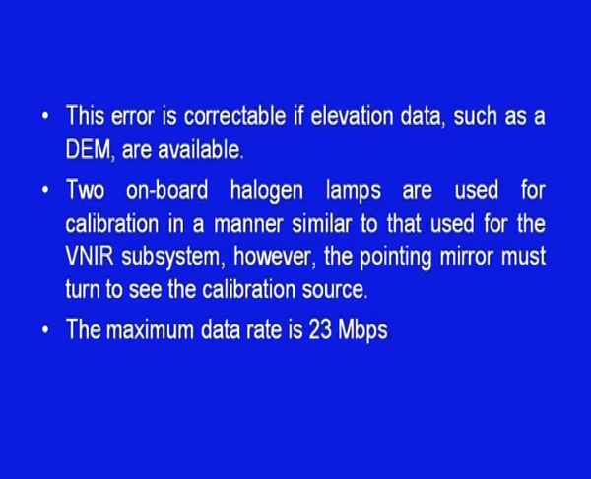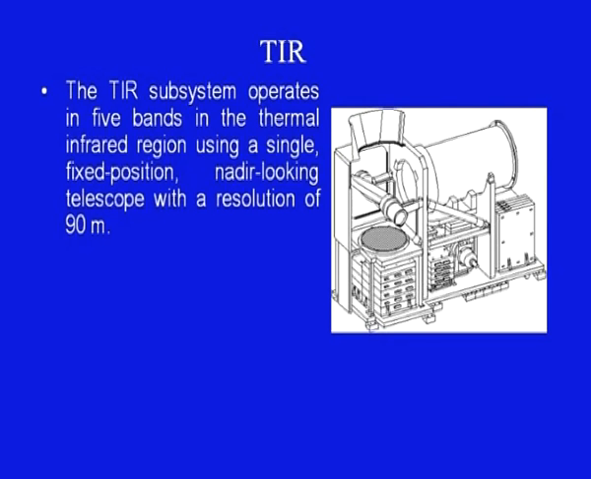The two onboard halogen lamps are used for calibration in a manner similar to that used for the VNIR system. However, the pointing mirror must turn to see the calibration source. The maximum data rate here is 23 Mbps. Then we come to the third subsystem, which is TIR, or the thermal infrared. The TIR subsystem operates in 5 bands in the thermal infrared region using a single fixed position, northern looking telescope with a resolution of 90 meters.